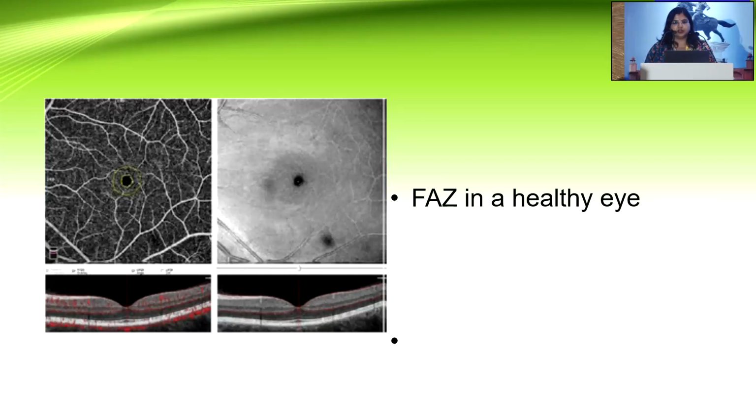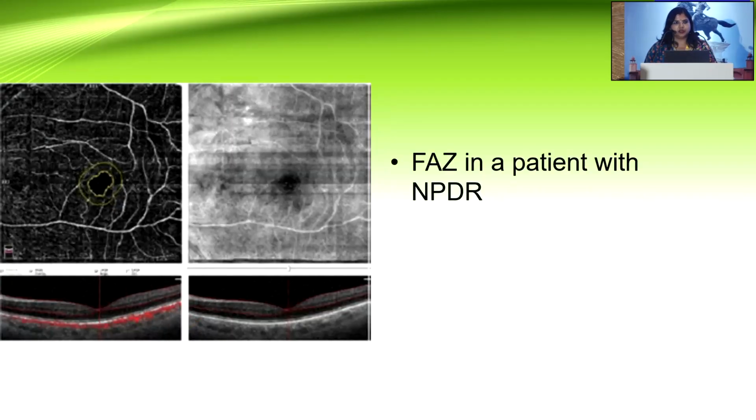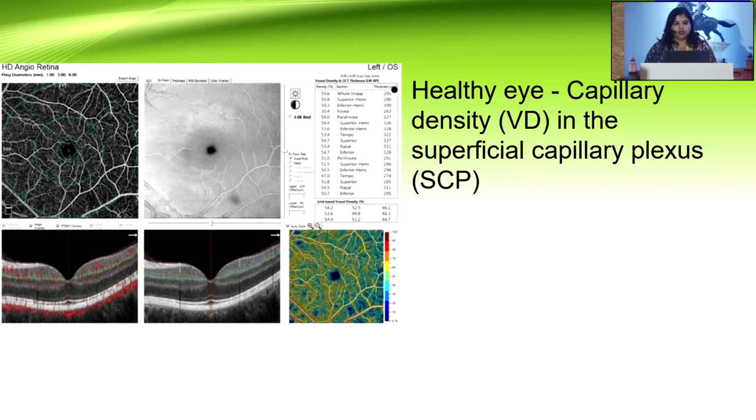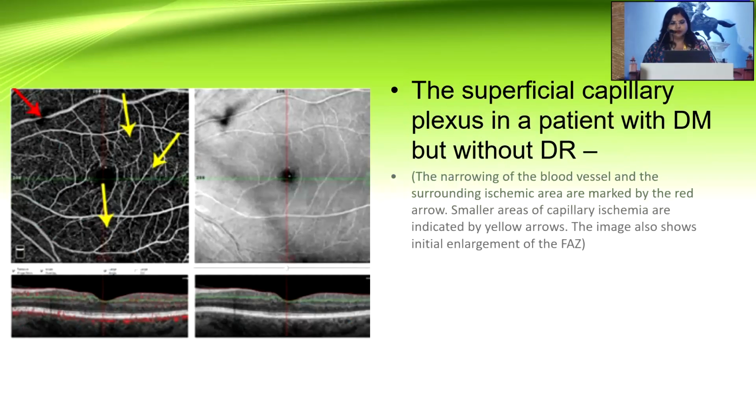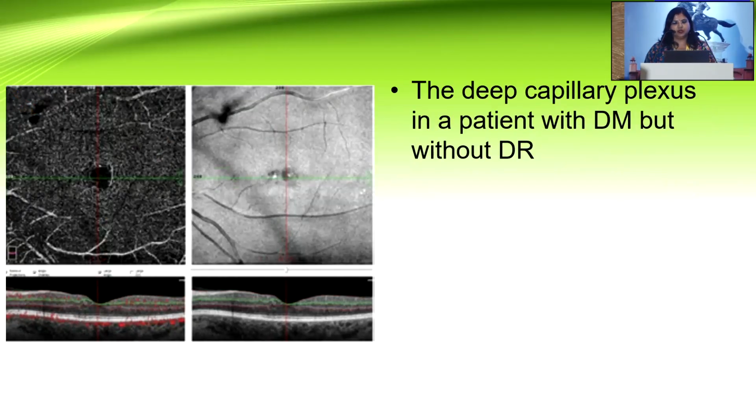So this is FAZ in a healthy eye. And this is FAZ in NPDR, which is evident by enlargement. And this is the capillary density in the superficial capillary plexus. I'm just showing you the images. There was some problem in our OCT machine, so I couldn't get the original images. So basically, this is just a representation through images of how the FAZ, the superficial capillary plexus, is affected in patients with diabetic retinopathy, and it gradually progresses.